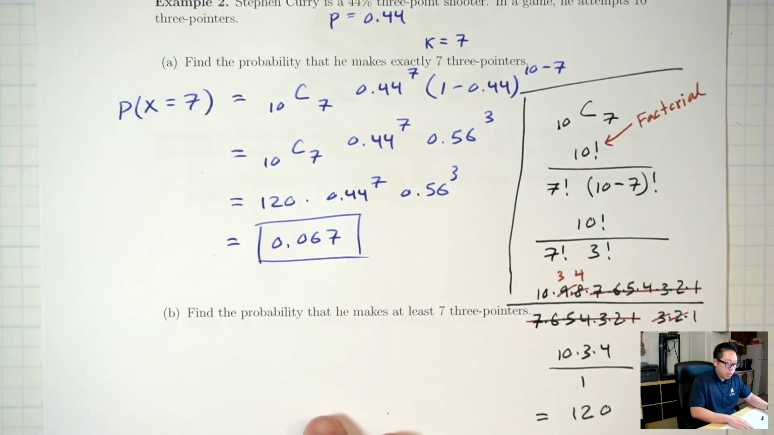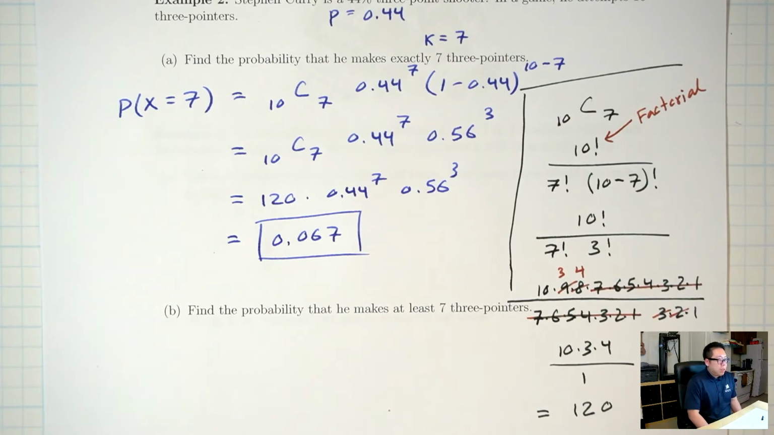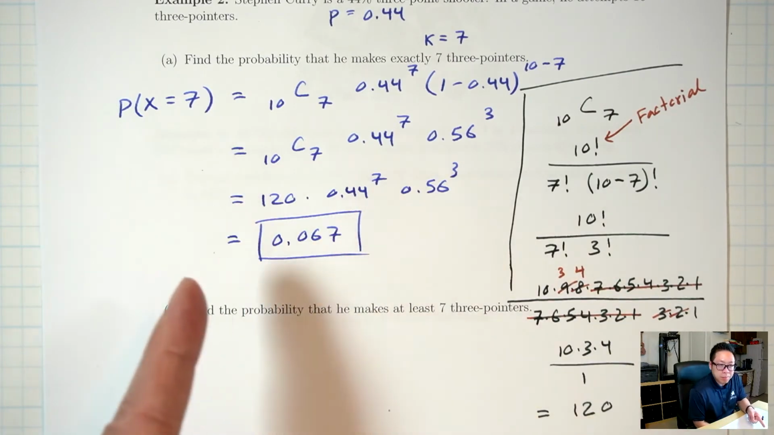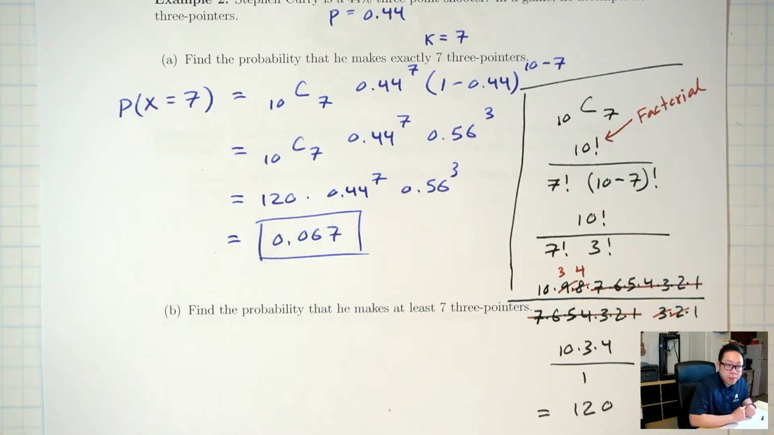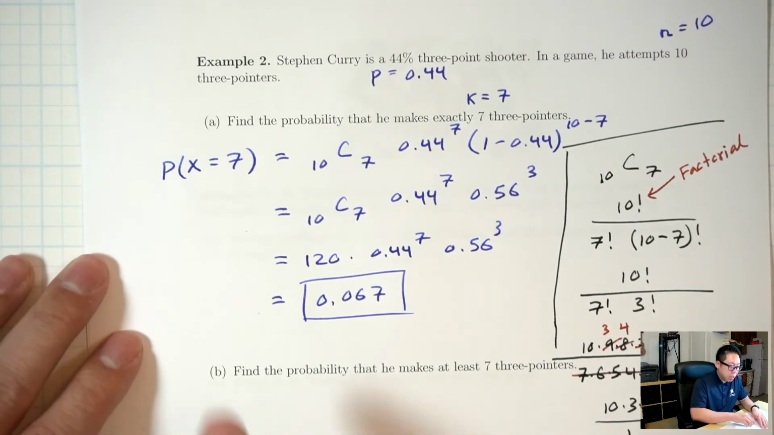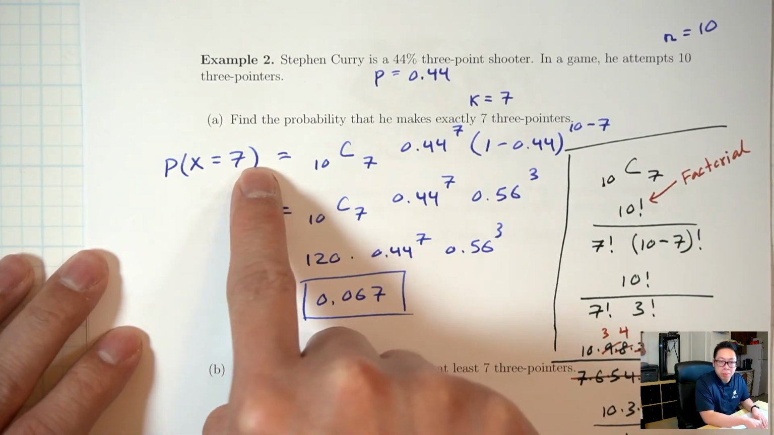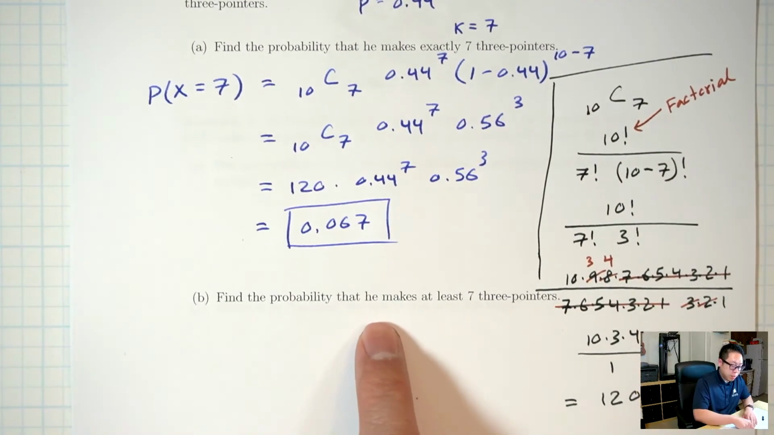Now, most of the time, I don't care about exactly some number of successes, right? Because most of the time, if I'm asking this question, I want to know the chance of the Warriors winning. So they may win if he makes 7 3-pointers, but they'll also win if he makes more than 7 3-pointers. So most of the time, I don't really care about exactly equal to some number. Most of the time, I'm looking for stuff like this.